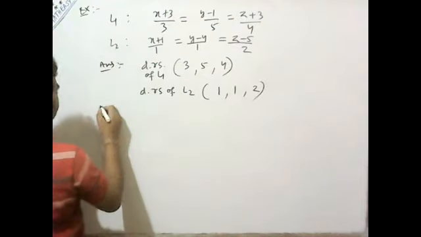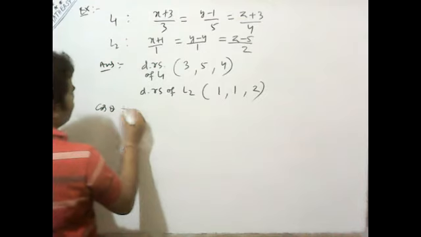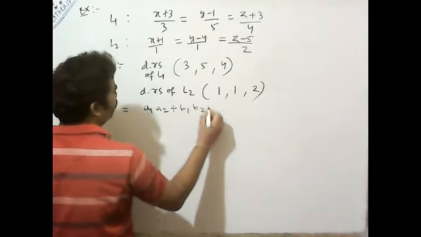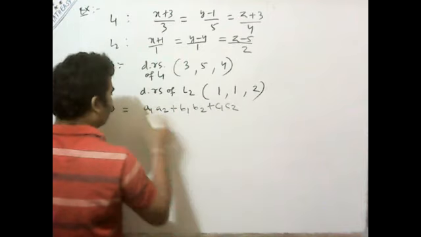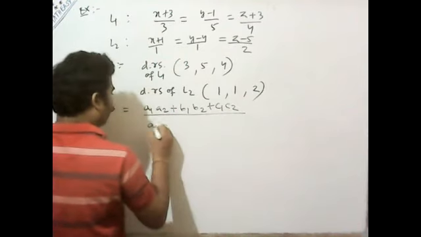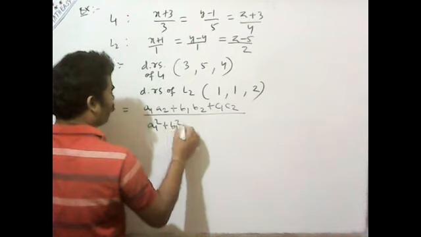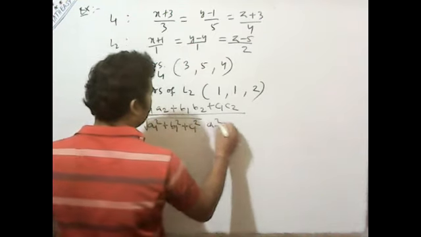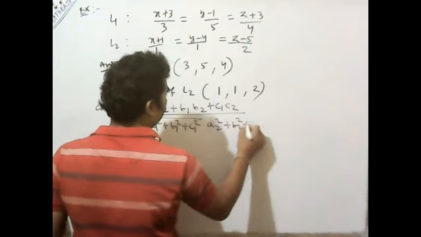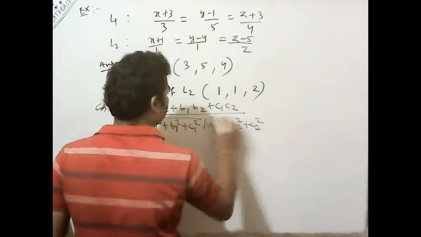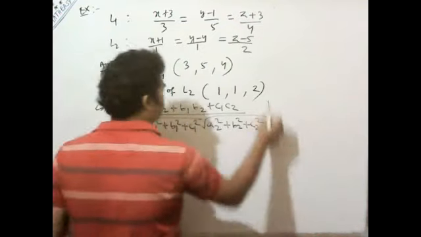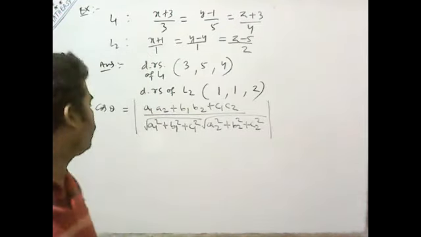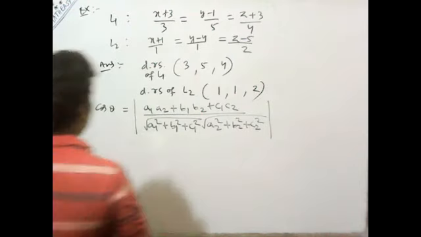So here cos theta is equal to A1 A2 plus B1 B2 plus C1 C2, divided by the square root of A1 squared plus B1 squared plus C1 squared, times the square root of A2 squared plus B2 squared plus C2 squared, the whole magnitude. By taking this formula, we can find out the angle between two lines.